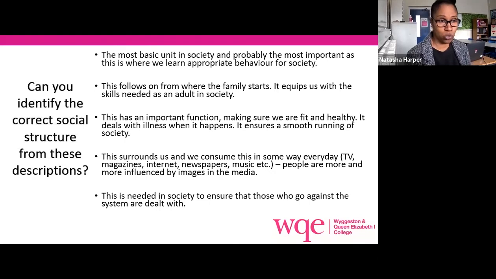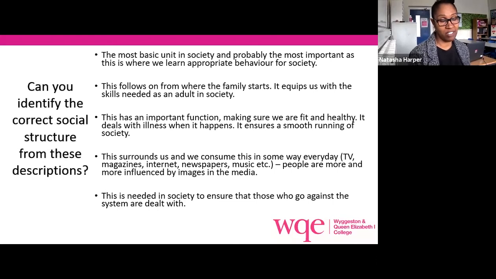So all of these different institutions, family, education system, health service, mass media, the police force or the criminal justice system, all of those institutions work together to maintain the whole of society.